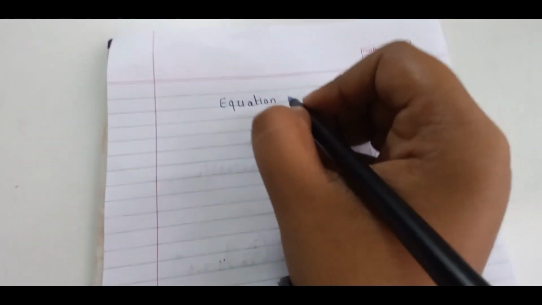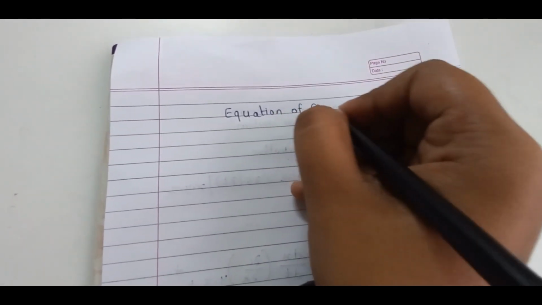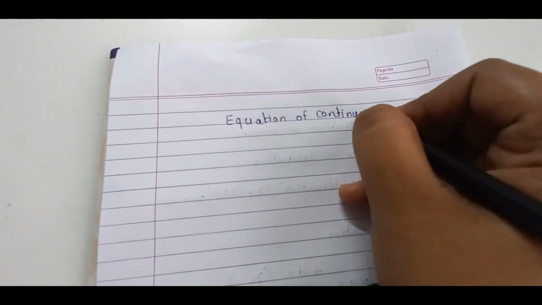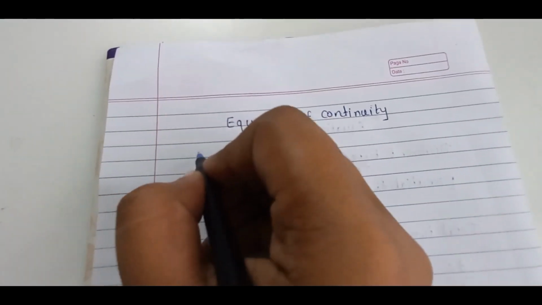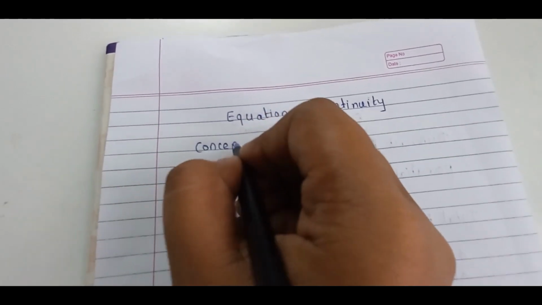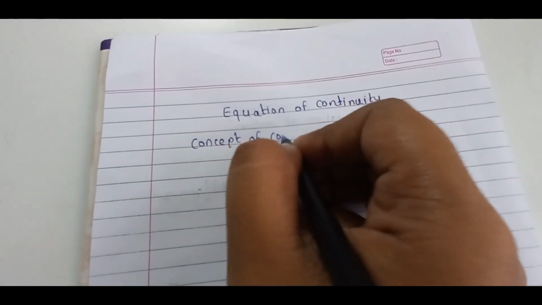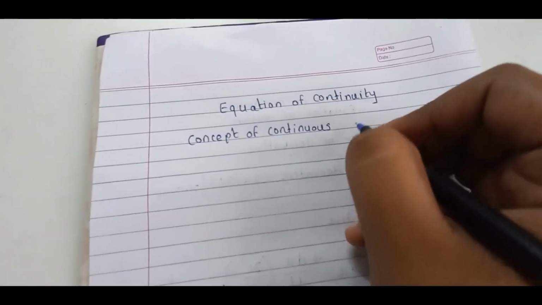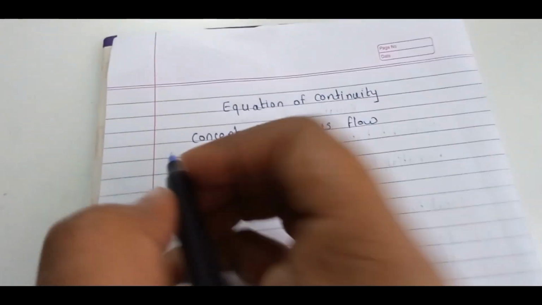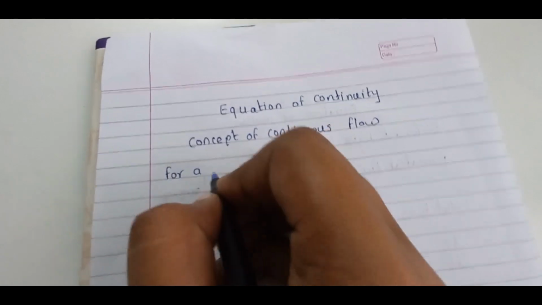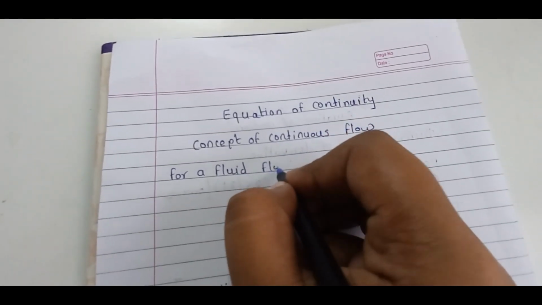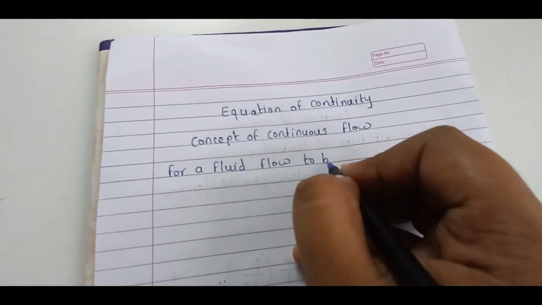Now we come to discuss the equation of continuity for continuous flow, the concept of continuous flow. It is very important, as I have earlier discussed, because it helps to design the pumps and pipes. For a fluid flow to be continuous, we require that velocity v is in the x, y and z directions, and it is changing with respect to t.